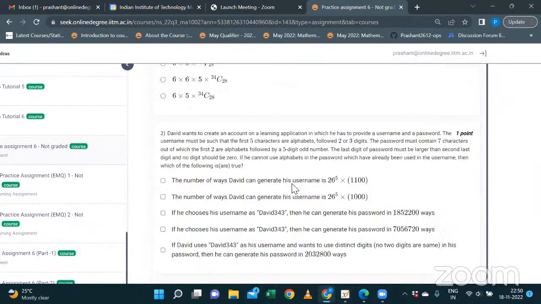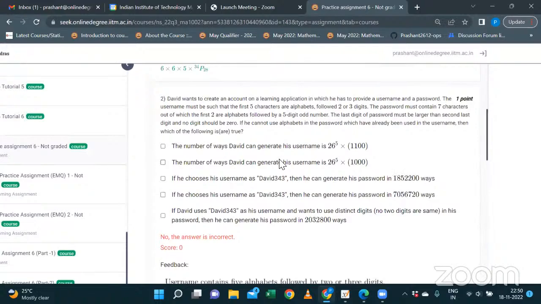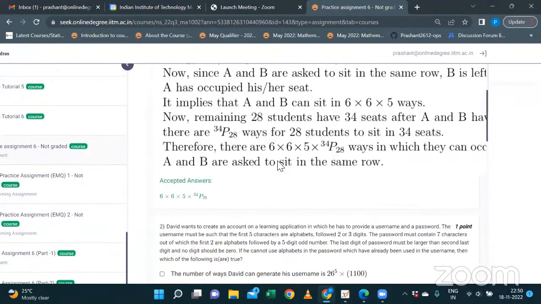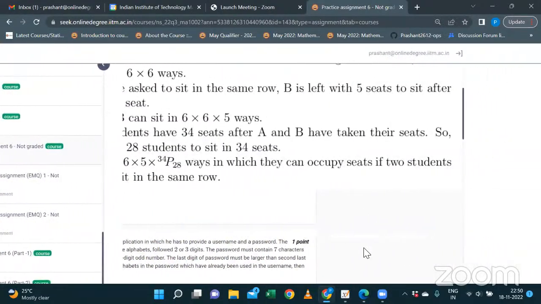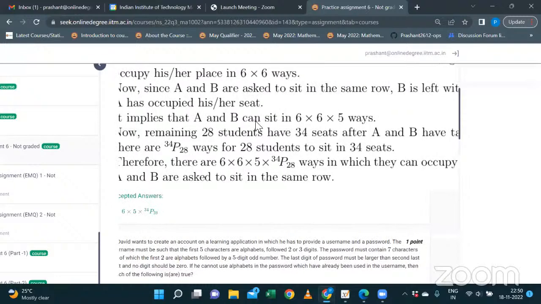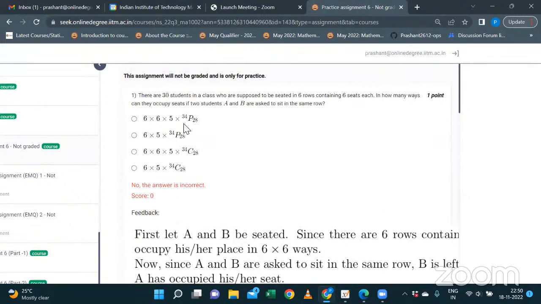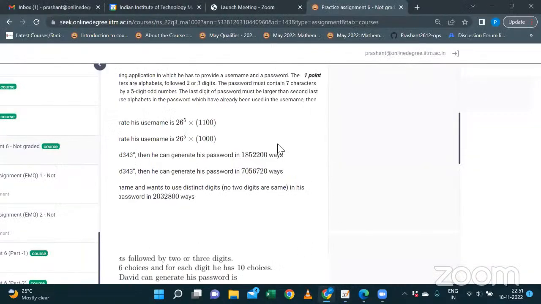Which option is correct? Let me check this one. The correct one is 6 into 6 into 5, 34P28. It's a simple approach. For the first row, A and B can take any of these 2 positions, and at the remaining places I have the rest. So why have they used 34?